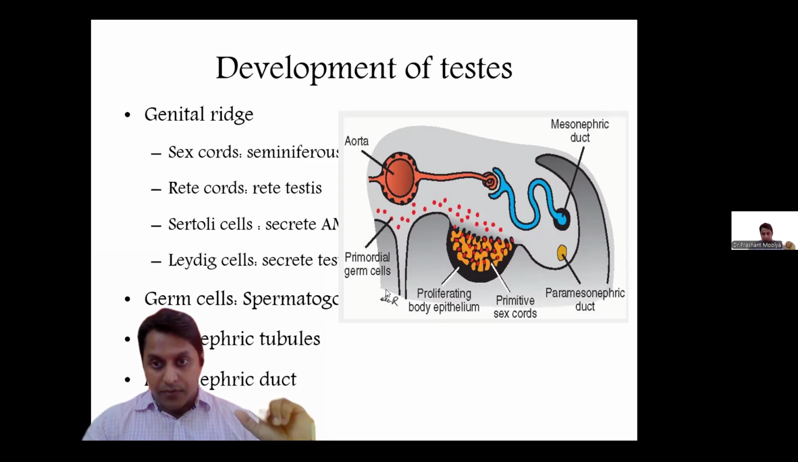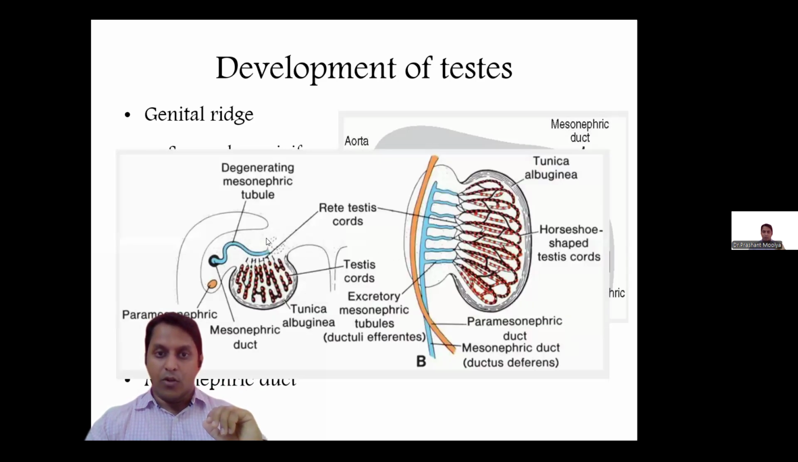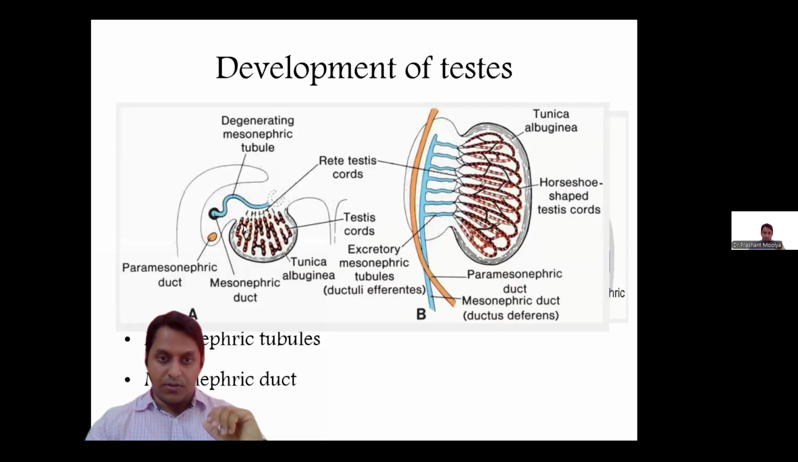How? We find mesenchyme separating the sex cords from the surface epithelium. That mesenchyme will form the tunica albuginea, the covering of the testis. The sex cords, once separated, will look like this. You can see the sex cords have been separated from the surface, and the mesenchyme has started appearing between them to form the tunica albuginea.